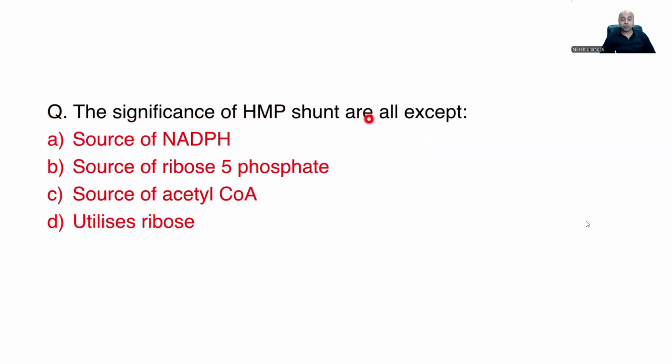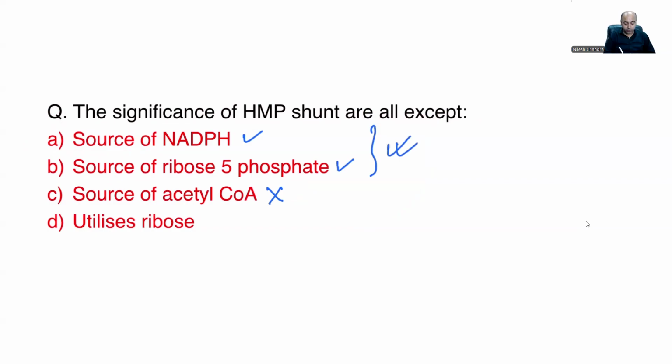The significance of HMP shunt are all except: it is a source of NADPH, source of ribose 5-phosphate, source of acetyl coenzyme A, it utilizes ribose. So obviously it is not a source of acetyl coenzyme A, right? So the source of NADPH is very important. Source of ribose 5-phosphate, very important. These are the two for which the HMP shunt is well known.